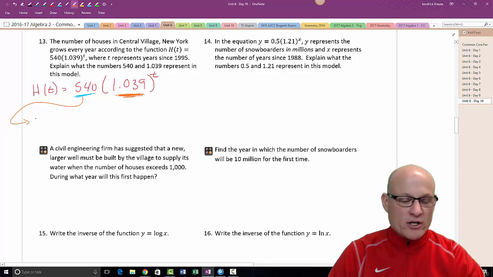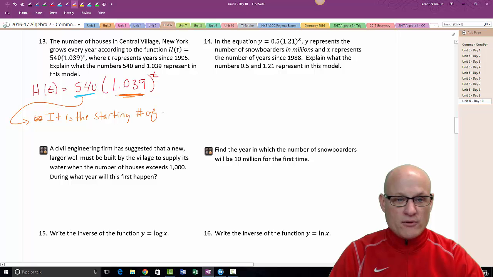So in this case, it is the starting number of homes in Central Village, New York. The 1.039 is our growth factor.